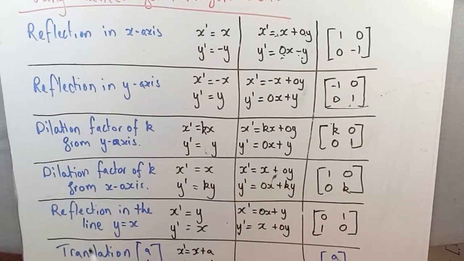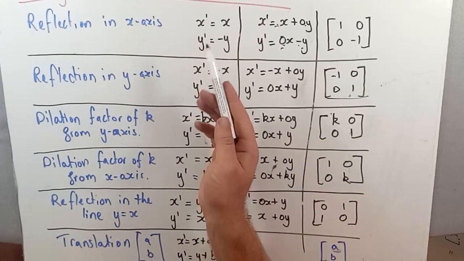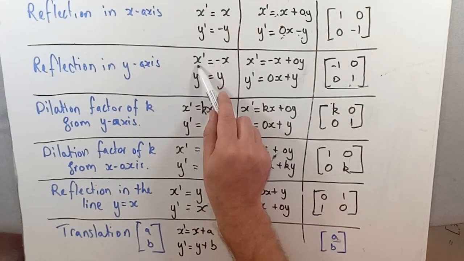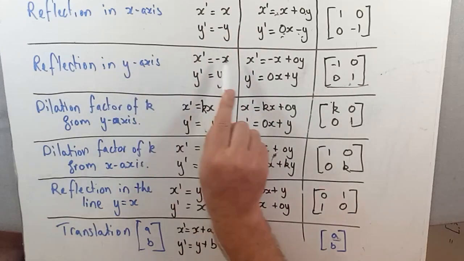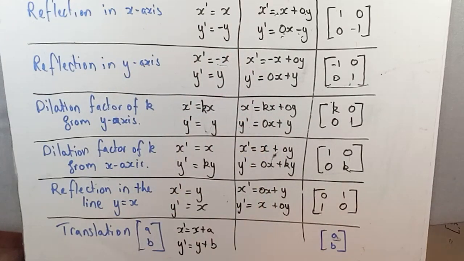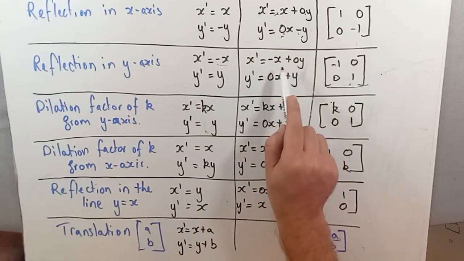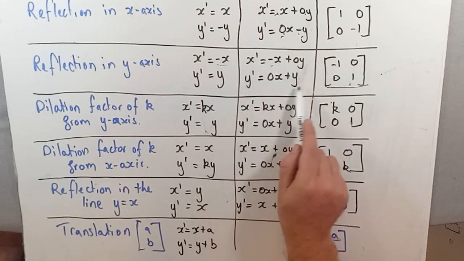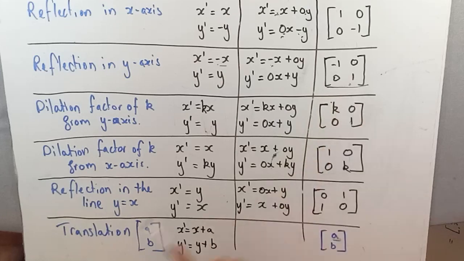Reflection in the x-axis. That means our images of x are going to be the negative of our original x's, and the images of y are just going to be the same. So we can write it out in full, and then put our coefficients in to make our matrix.